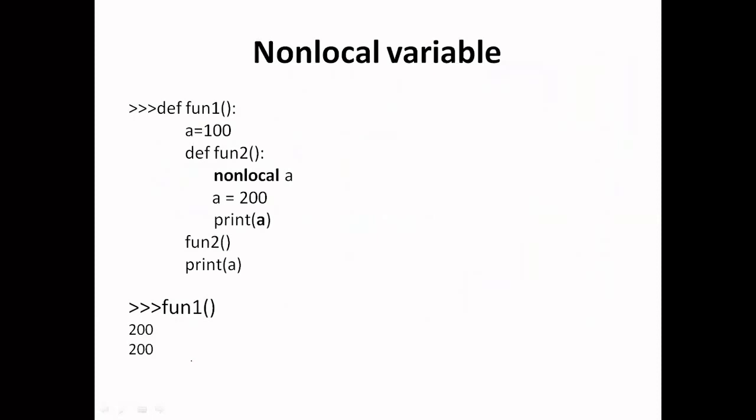Whenever we have to access a variable which is inside another block, that means in an outer block, we have to use the nonlocal keyword. And suppose we want to access a variable which is in the global namespace, we have to write the keyword global.